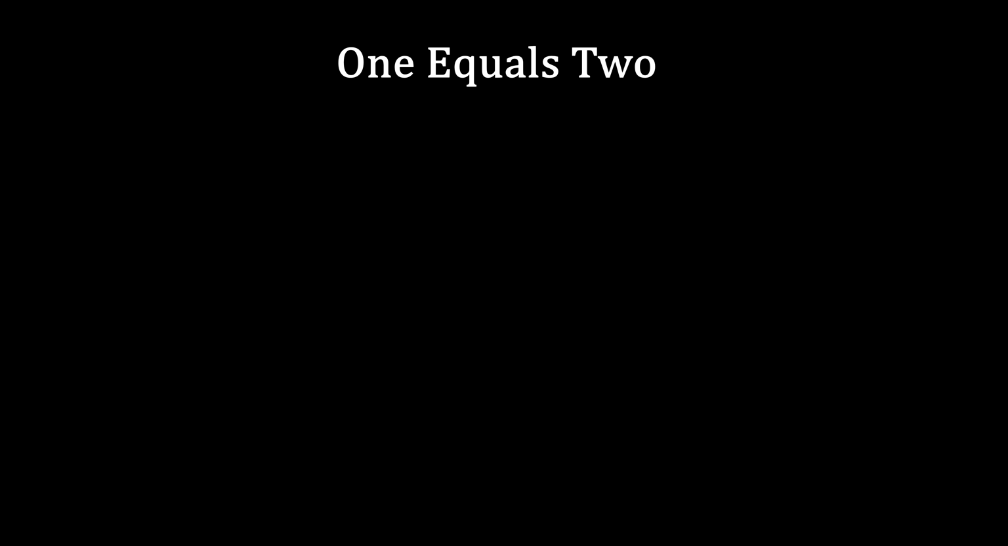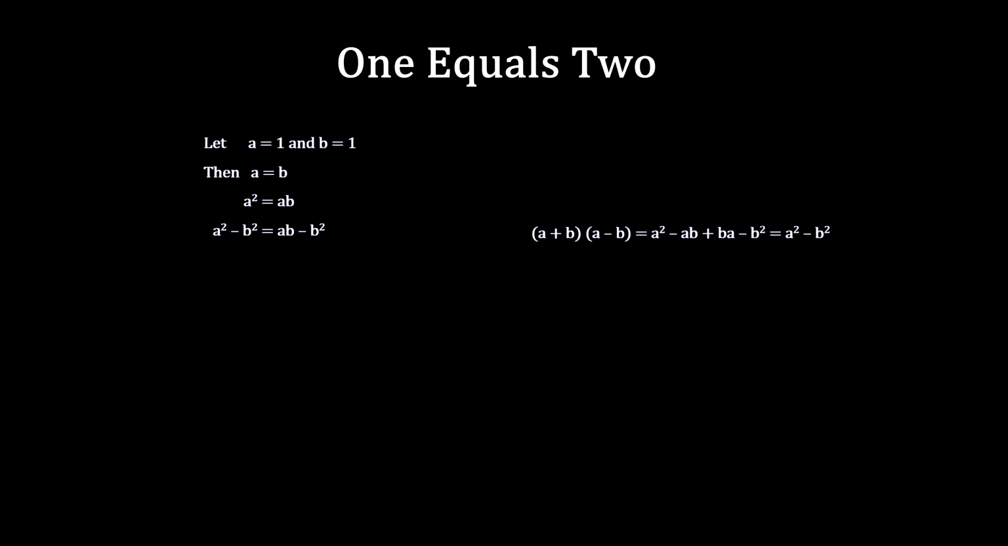Here's a basic algebraic exercise that illustrates the issue covered in the next segment. Let a equal 1 and b equal 1. Then a equals b. We can multiply both sides of the equation by a. We can subtract b squared from both sides. We can factor a squared minus b squared into a plus b times a minus b on the left-hand side of the equation.